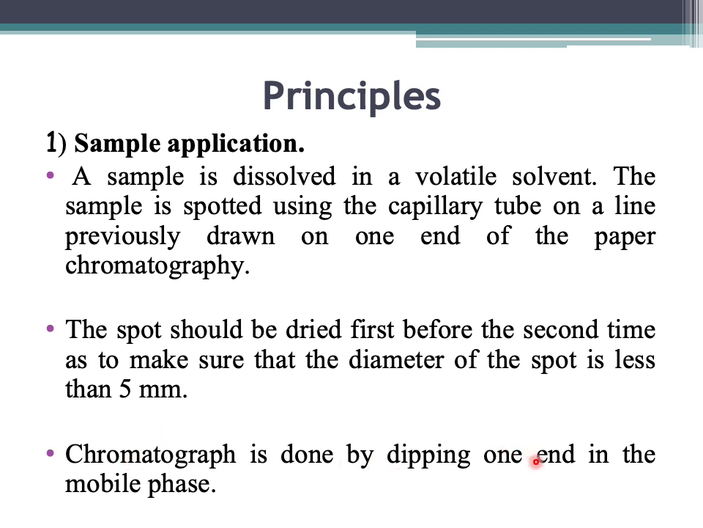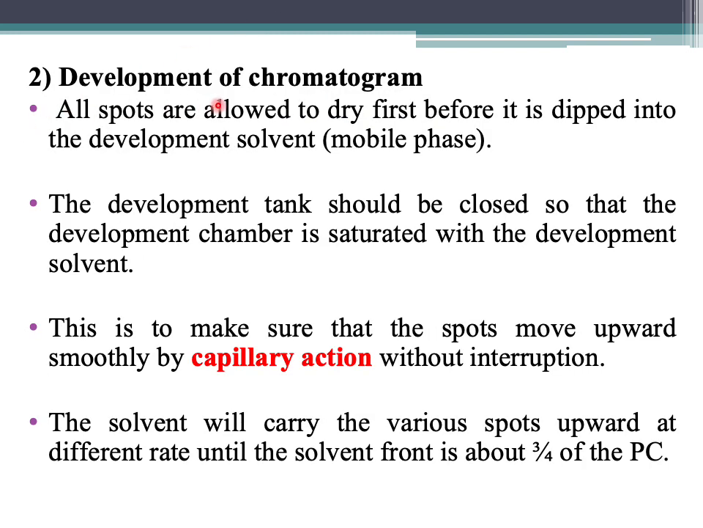Chromatography is done by dipping one end of the paper into the mobile phase. So we put the paper with the spot into the mobile phase. Development of the chromatogram: all spots are allowed to dry first before the paper is dipped into the development solvent, the mobile phase.